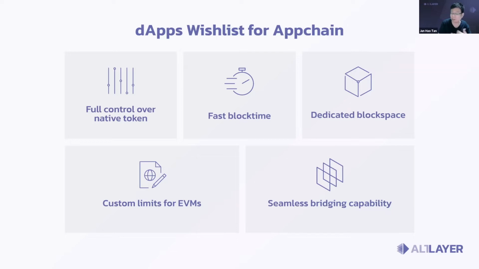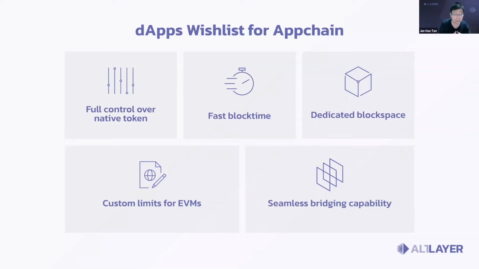And also block time, no one will complain about block time being fast, so the faster the better. Delegated block space, I think this is the main reason why we need Appchain nowadays. Because you don't want people fighting for your block space when you are doing something important. When you are doing something important, you want it to be solely reserved for you.